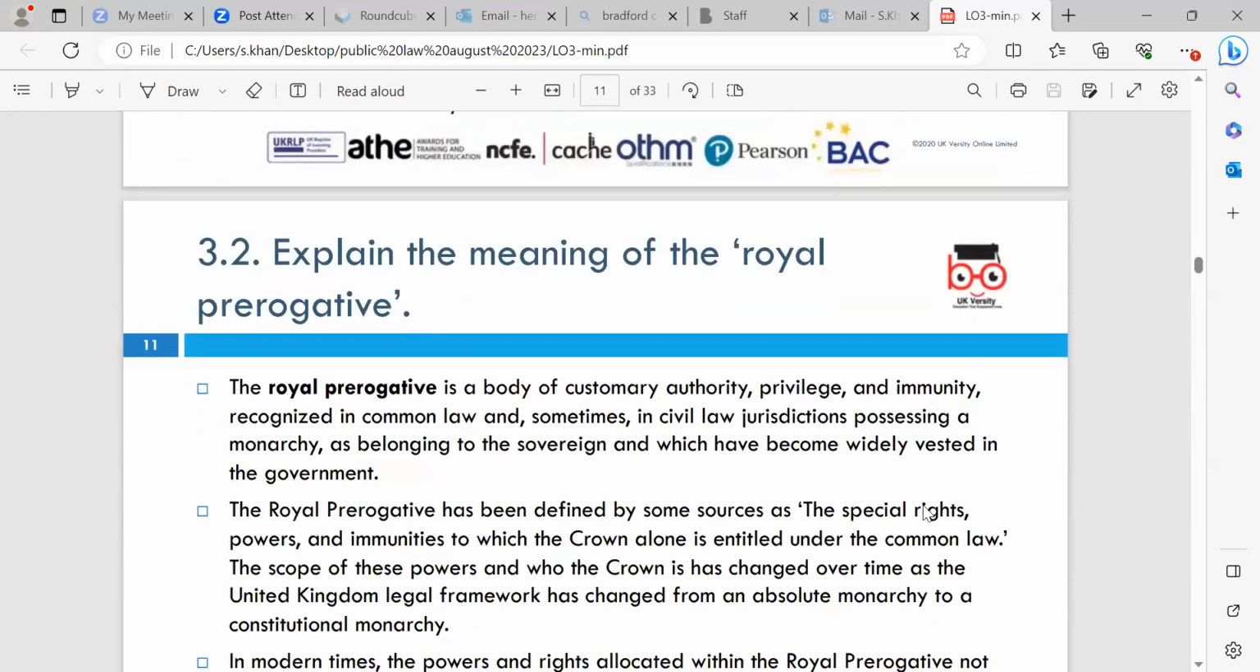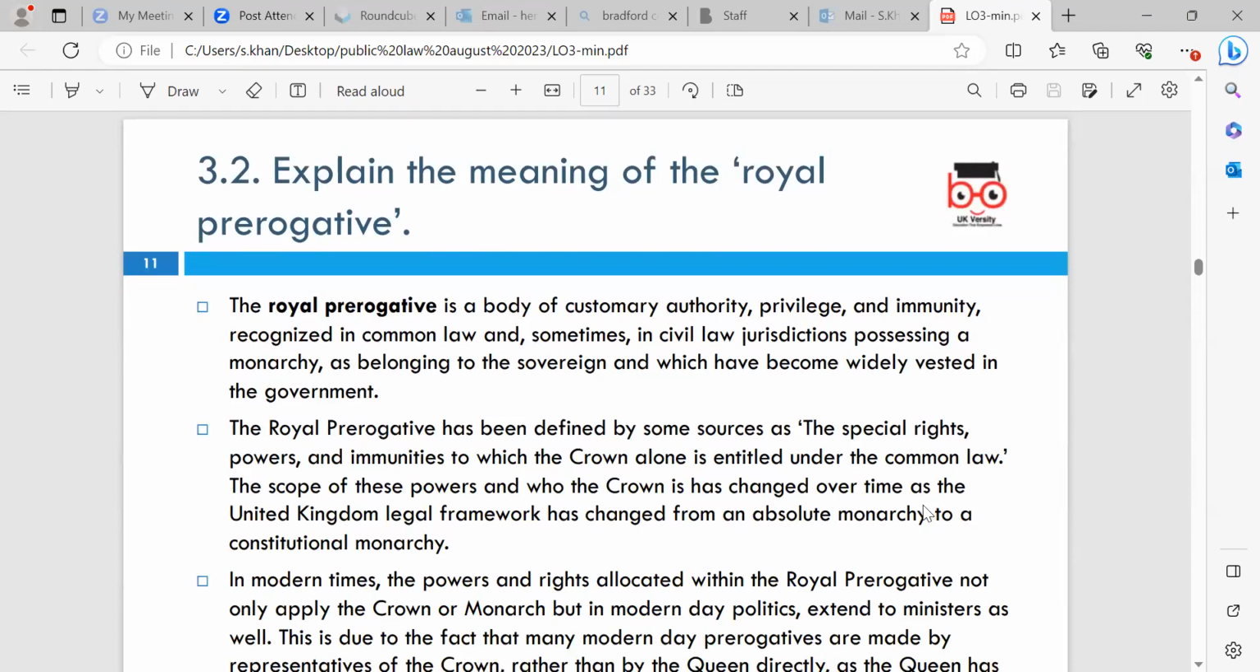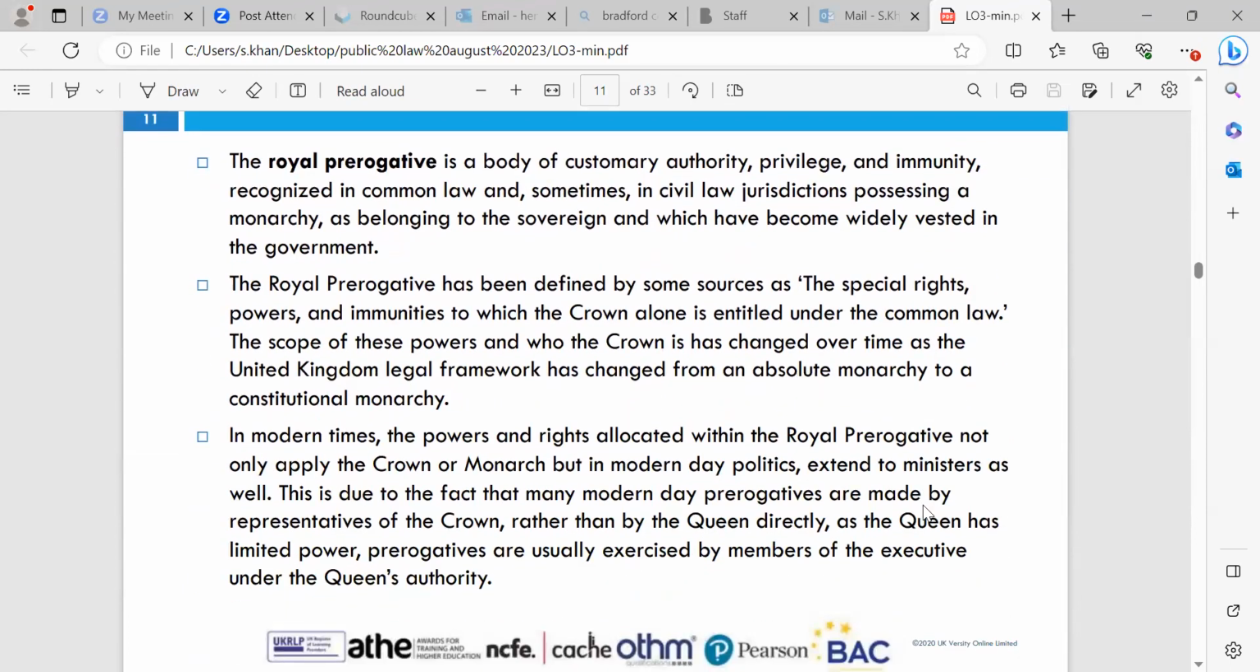3.2. Explain the meaning of royal prerogative. The royal prerogative is a body of customary authority, privilege and immunity recognised in common law and sometimes in civil law. In civil jurisdictions possessing a monarchy, it is regarded as belonging to the sovereign and has become widely vested in their government. The royal prerogative has been defined by some sources as the special rights, powers and immunities to which the Crown alone is entitled under common law.